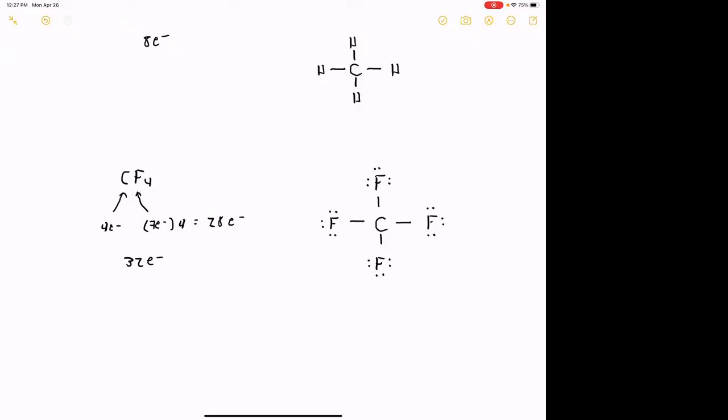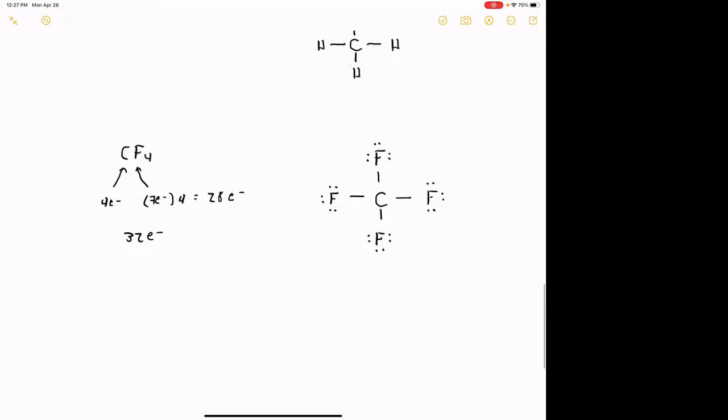So now the next thing we have to do is make sure everybody's got an octet. Carbon looks like it has its 8 electrons around it. 4 pairs is 8. All the fluorines are equivalent, right? So count them up. Looks like I have 1, 2, 3, 4, 5, 6, 7, 8 around every fluorine. So I've satisfied the octet rule around everybody. Okay, so do I need to do anything else? No, I'm pretty much done here. That's the best I can do with this. All right. Any questions about that so far? Everybody okay?